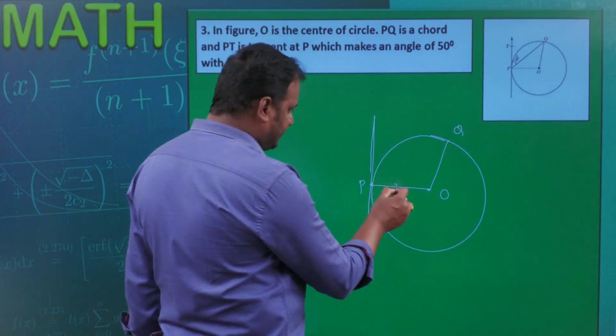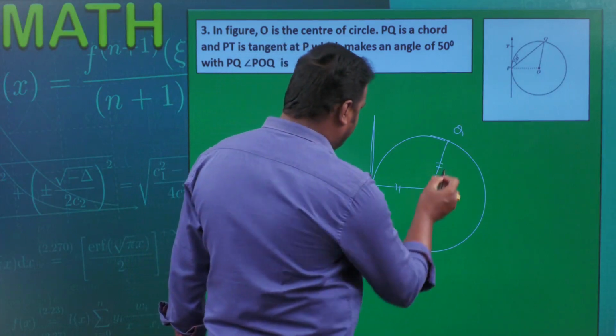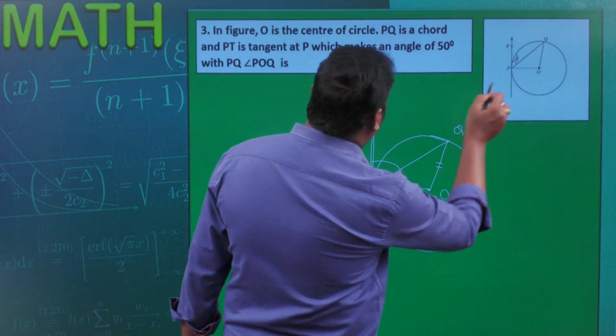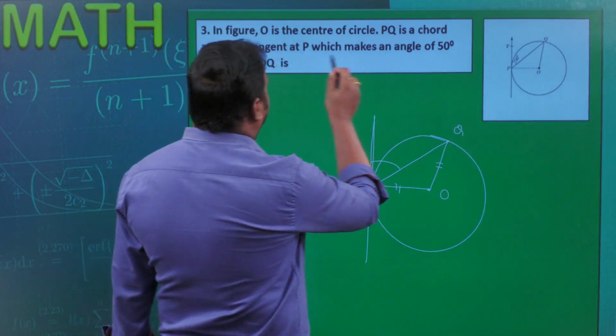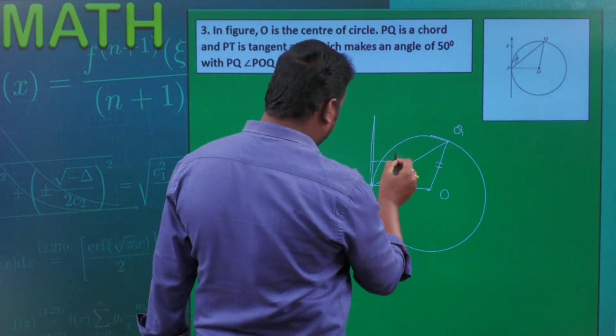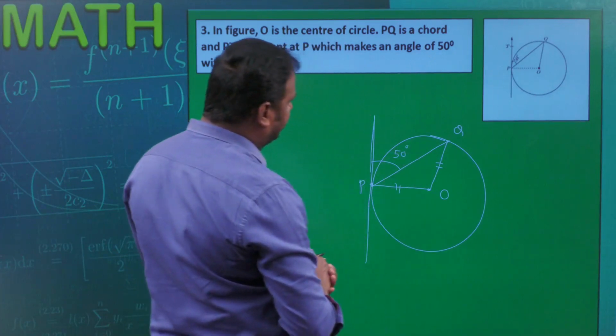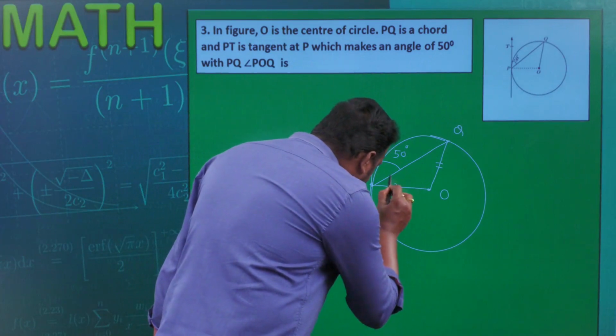Since this is radius and this is radius, both are equal, and this is joined, this angle was given. See, this angle was given as, what is that? 50 degrees. So this angle is equal to 50 degrees. If this angle is equal to 50, then what is this angle?